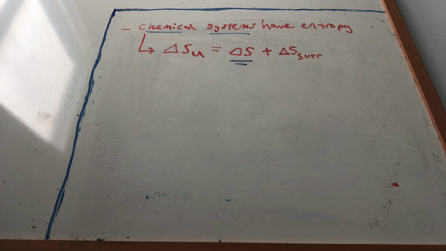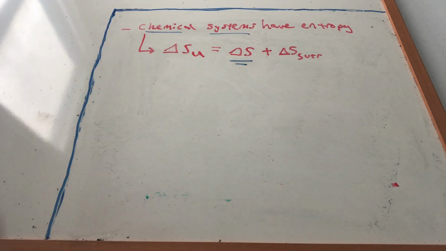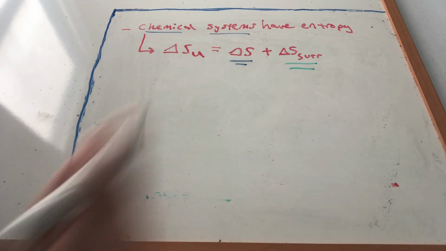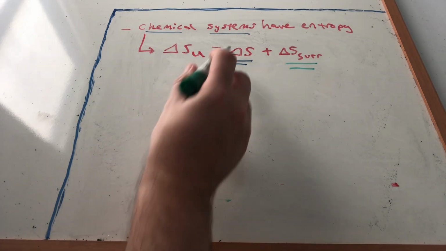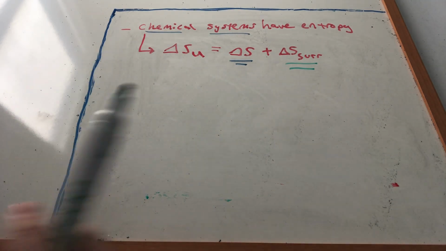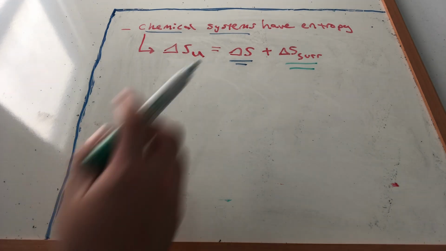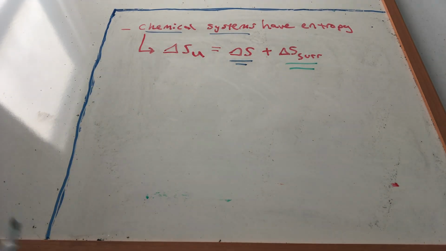For our chemical systems, though, the universe can be broken into our chemical system and everything else. So delta S SURR stands for delta S of the surroundings. And that's why this information is important. That's why it does tell us something about delta S U, but it's not the whole picture. To talk about whether something happens or not, we need to not only understand delta S for our system, but we need to know delta S for our surroundings.